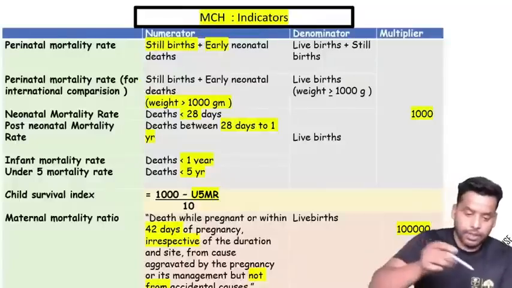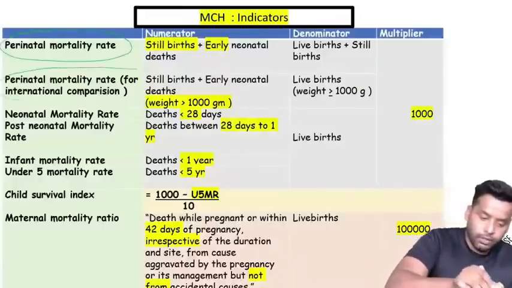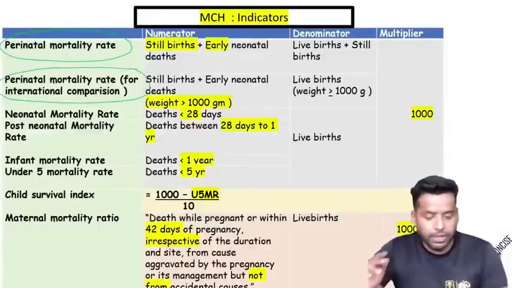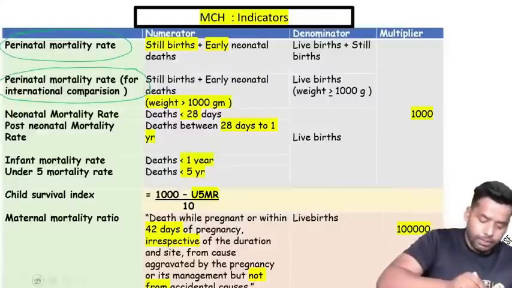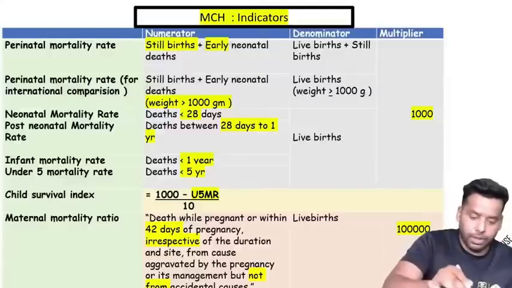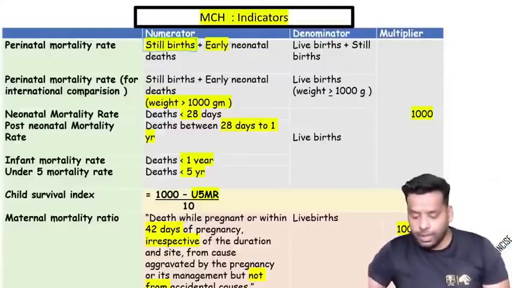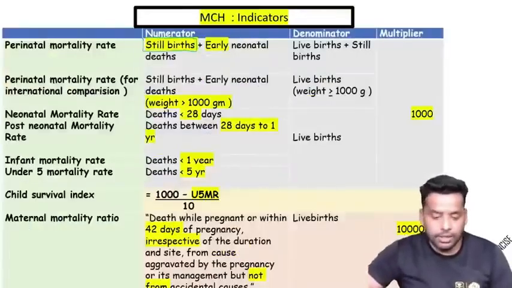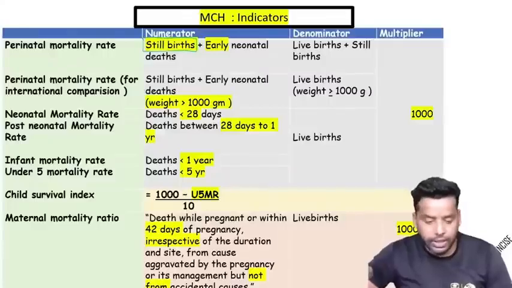MCH indicators. Perinatal mortality rate, there are two formulas actually. One is just perinatal mortality rate if they ask, but the second is perinatal mortality rate for international comparison. So what is the period of viability for India, so that after that we can tell it as stillbirth? 28 weeks for India.